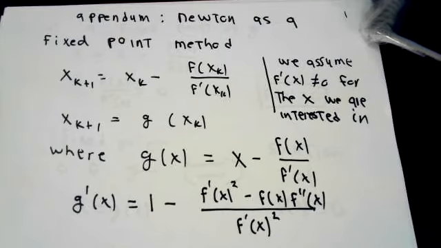x_{k+1} is g of x_k, where g of x is just x minus f of x divided by f prime of x. As with any fixed point method, the convergence is going to be controlled by the derivative of g, which, using the quotient rule, works out to be this quantity.